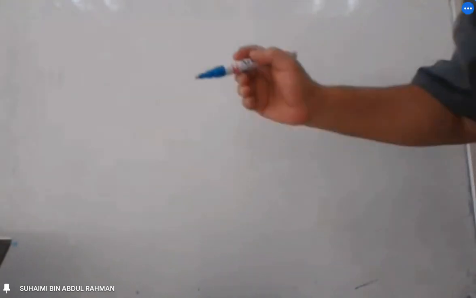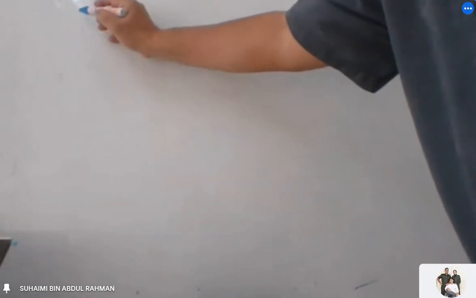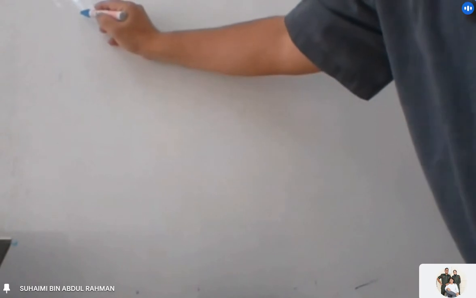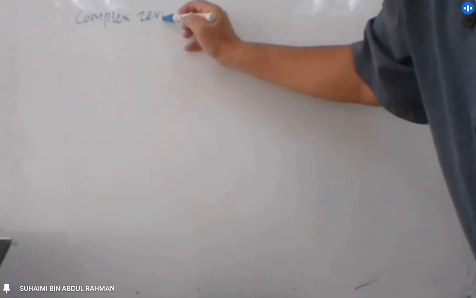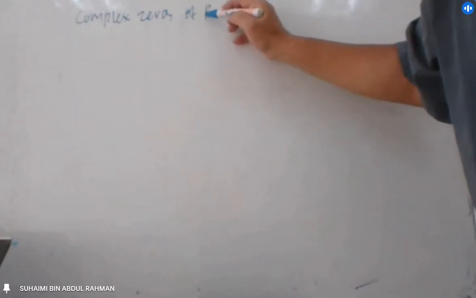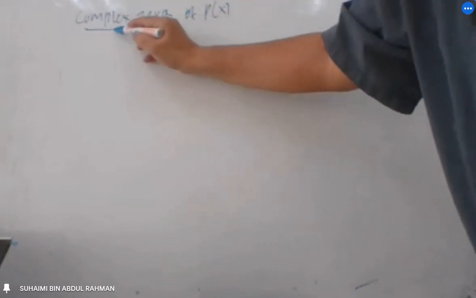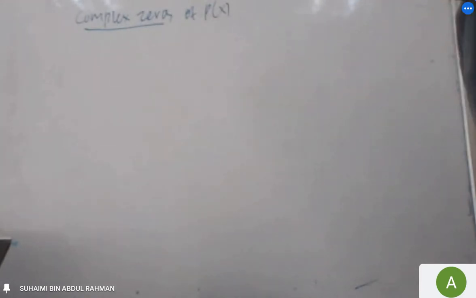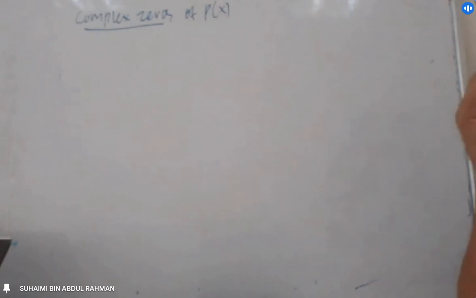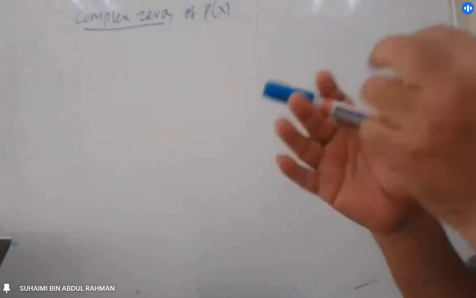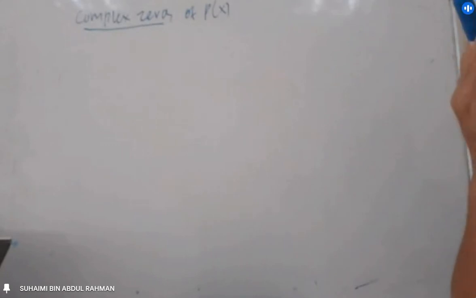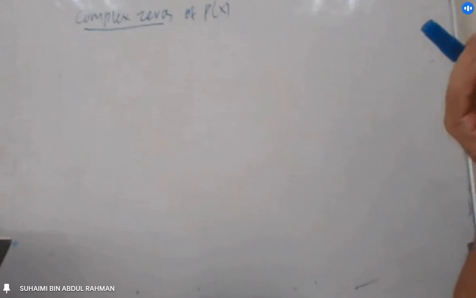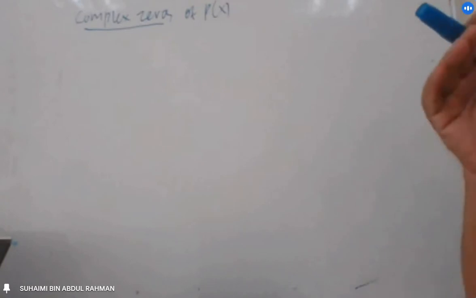Amin. Right. Last time we looked at the real zeros. Now we're going to look at the complex zeros of a polynomial. Remember that given a polynomial, the zeros of that polynomial are not necessarily real. We may have complex zeros of a polynomial.